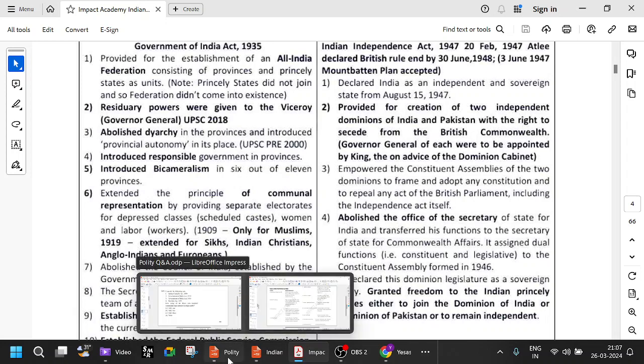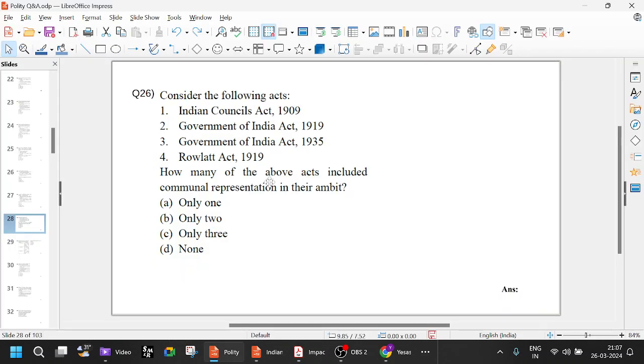So if you go back to the question, which of the following acts included communal representation? The Indian Councils Act of 1909 consisted of communal representation. Next, 1919 also, the Montagu Chelmsford Reforms, that also has. GOI Act 1935 also has. So we have seen in 1909 only for Muslims it was provided. In 1919, it was extended to Sikhs, Christians, Anglo-Indians, etc. And in 1935, within the Hindus, a separate electorate was provided for the depressed classes, women, and labor.